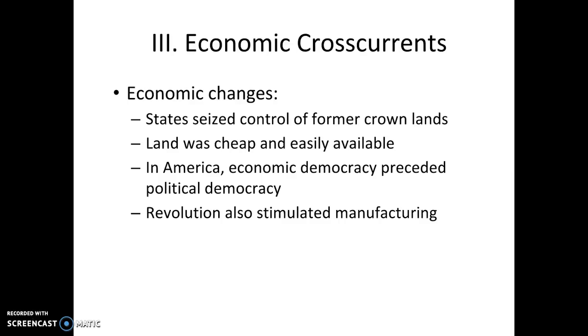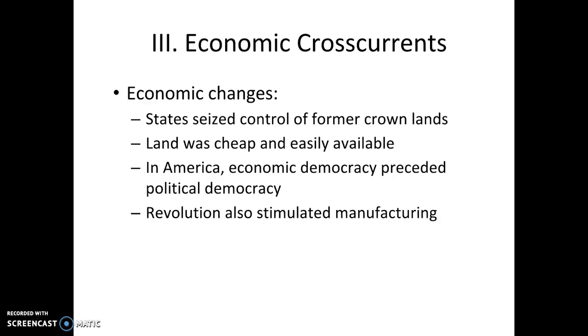Economic democracy preceding political democracy. Basically what that means is we are more what is called laissez-faire, historically speaking, than any other country in the world, mainly because when we throw off the chains of rule by Britain, it's every man for himself, economically speaking. And so, not only is it an economic democracy, it's really kind of an economic meritocracy, basically survival of the fittest, economically speaking.